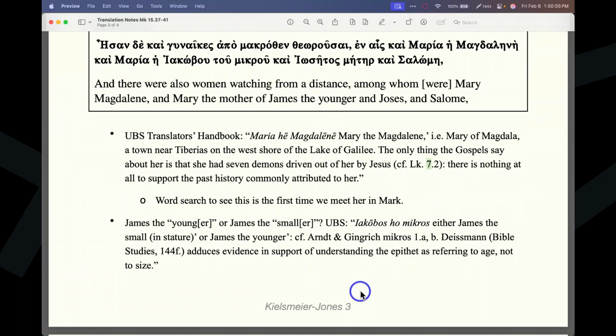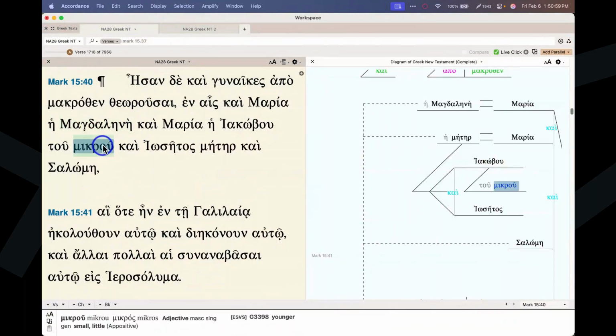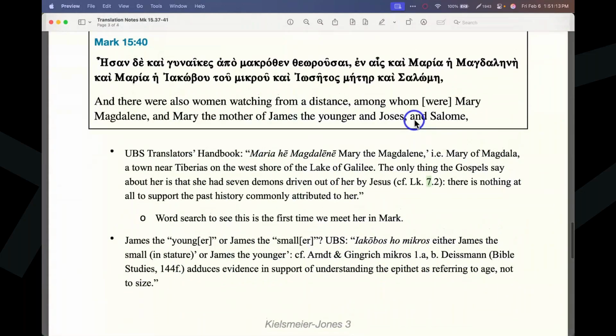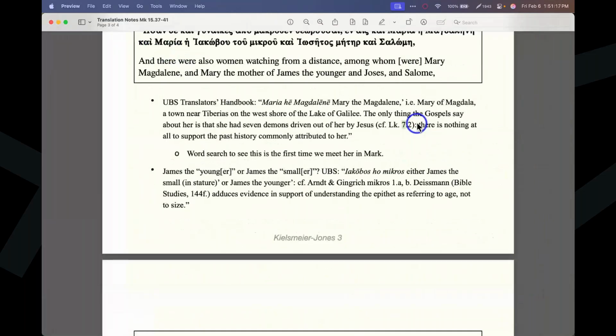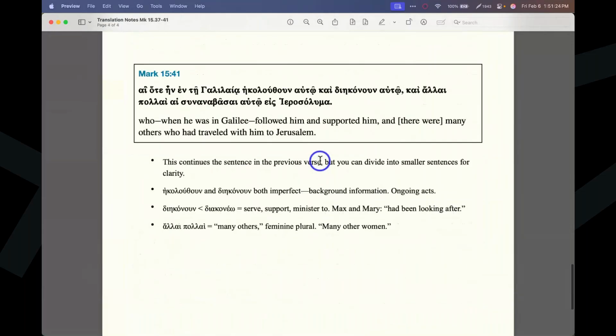But that word mikras, and we'll look at it here in BDAG, can have to do with size, like physical stature, but it can also have to do with age. All right, so again, more questions raised than answered here in translation. Not a whole lot of work to do in terms of understanding and contextualizing. Definitely some names to chase after here. Let me finish the sentence here, and then we'll leave the rest of the time for questions.